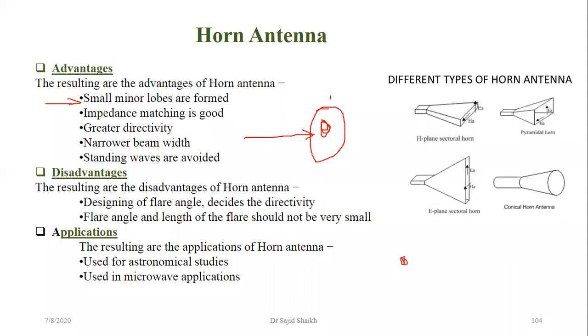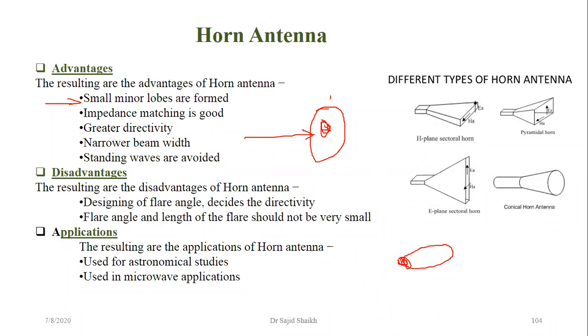Suppose this is the horn antenna. This radiates the energy in only one direction, or omnidirectional. So this will be the shape, okay? And this is the isotropic antenna, which means in the other direction it will not radiate the energy.